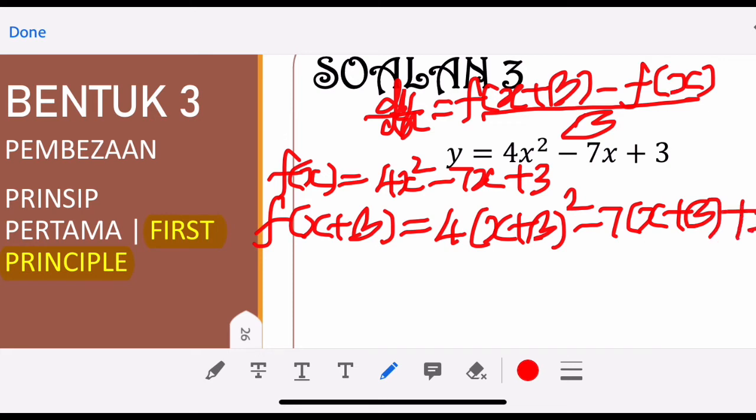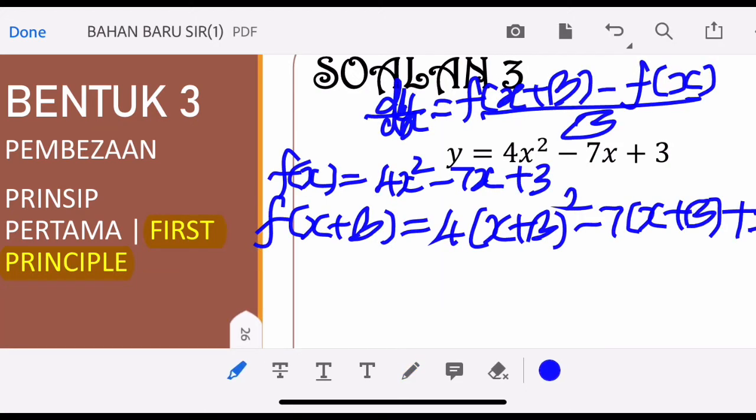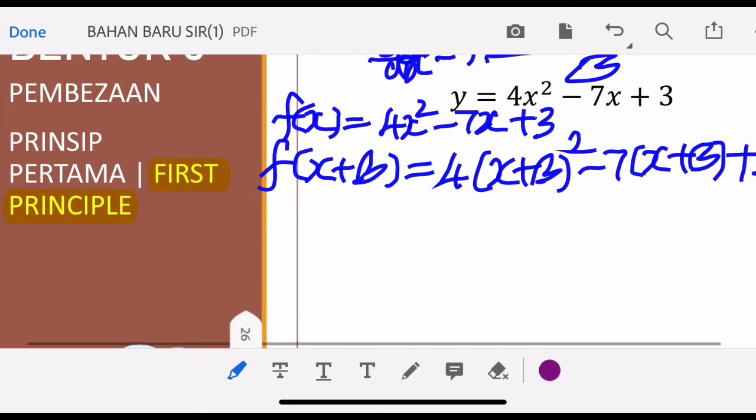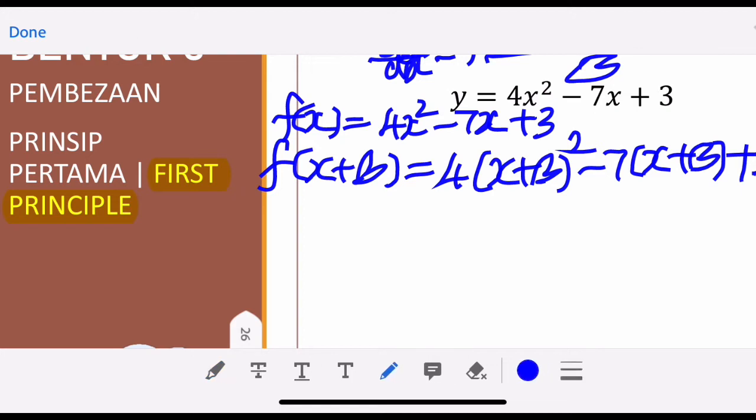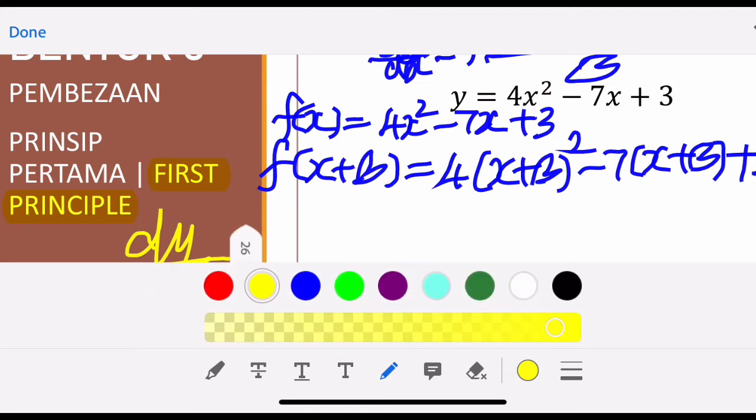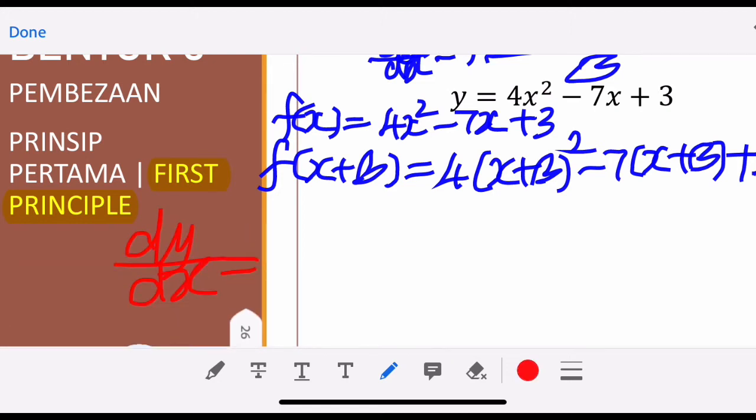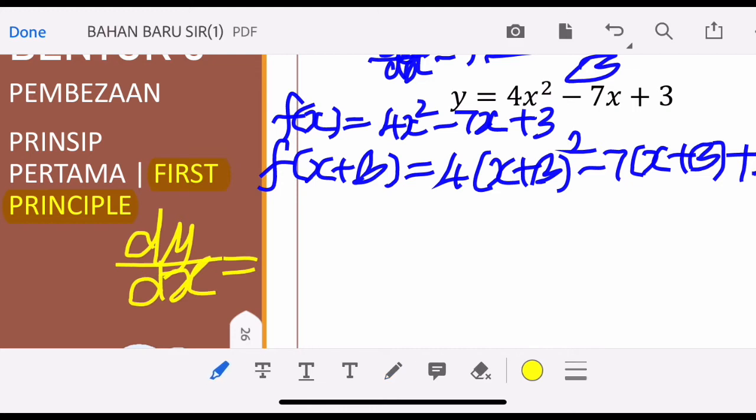Then you expand carefully. Make sure you expand carefully. Now we need to expand carefully and simplify, and then we divide by the delta. Now let's do it carefully. We need to be very, very careful when it comes to so many terms. Okay, so dy/dx is equal to, now I'm going to expand. For x plus delta squared, you should know how to expand.